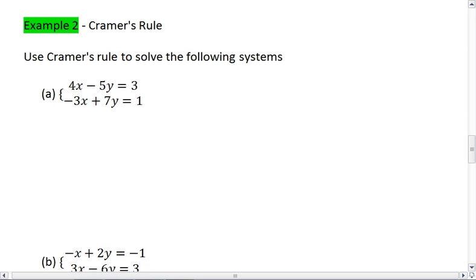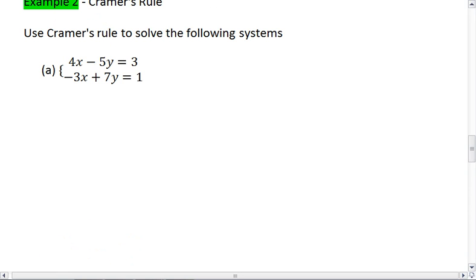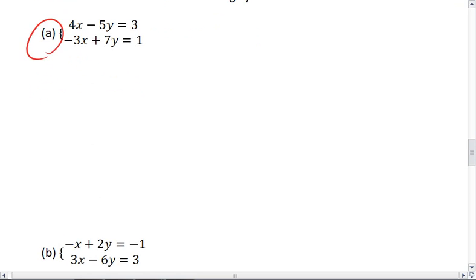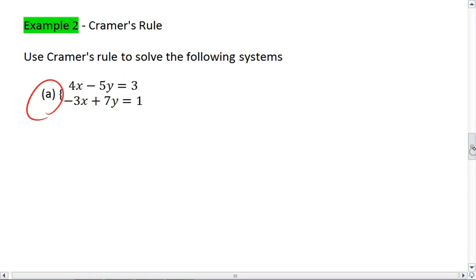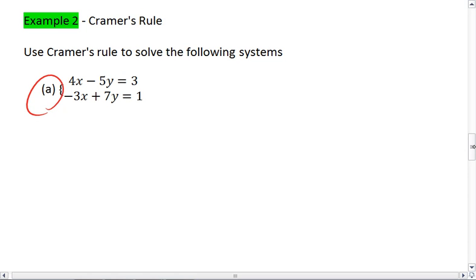Example 2 is looking at solving matrices using Cramer's rule, which we just learned. If you want to, just follow along as I solve for part A, and then you can try part B on your own. If you feel very confident, you can try part A on your own right now. Just pause the video and resume when you're ready to check your solution.